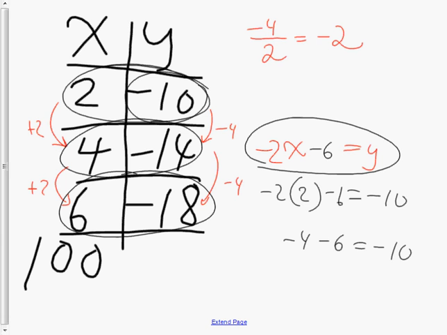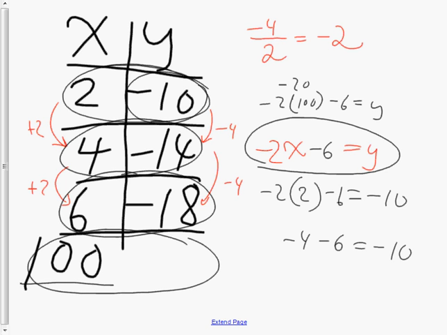And because it's true, if I substitute 100 into this equation, I have -200 minus 6 equals y. I'd have -206 equals y, and I've solved for what the missing value of y is if x is 100. Okay, this is a linear relation. So if I was to graph these points on my Cartesian plane, it would form a straight line. I have no idea what it would look like, but something like that.